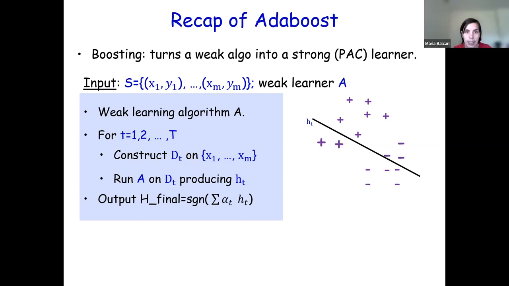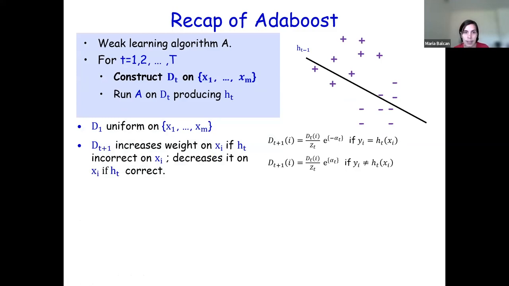Okay, and again, I assume that you've seen this. So initially, D1 is uniform over the samples X1, X2, ..., XM. And then in round T, we're going to use the hypothesis HT to reweight the data points and get a new distribution D(T+1).